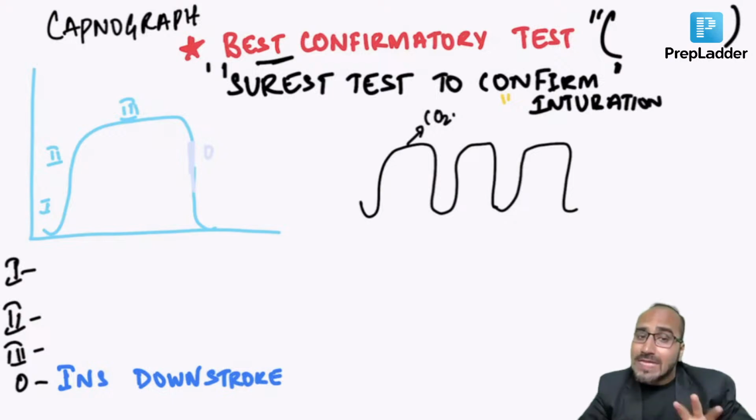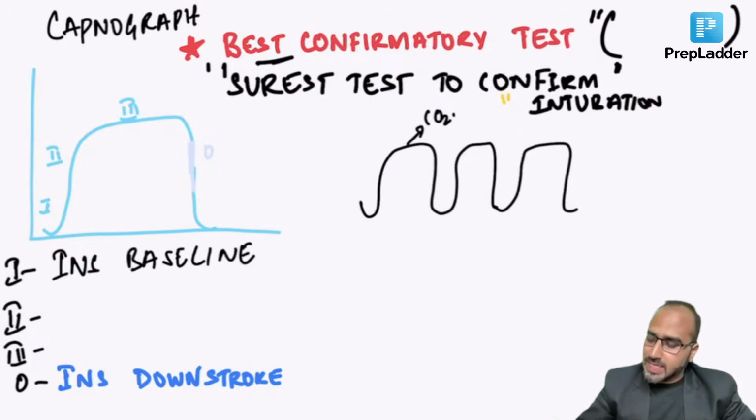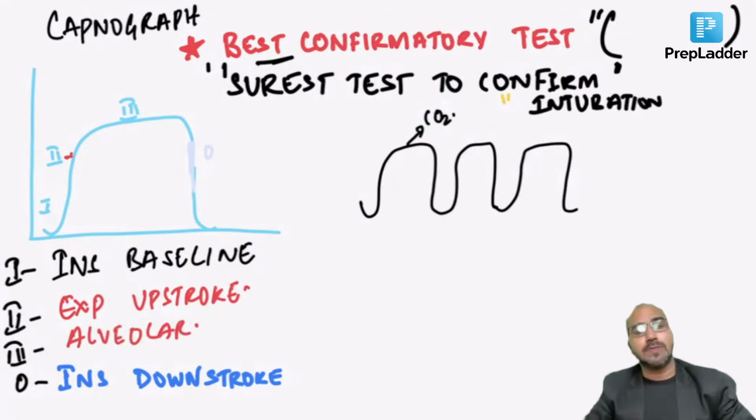Now there are four phases of this capnograph, guys. Phase 1. What is the phase 1 called as? It is called as inspiratory baseline. Then there is phase 2. Phase 2 is called as what, guys? It is called as expiratory upstroke. That is, patient has begun to expire the carbon dioxide. Phase 3 is called as the alveolar plateau, and phase 4 is called as inspiratory downstroke.